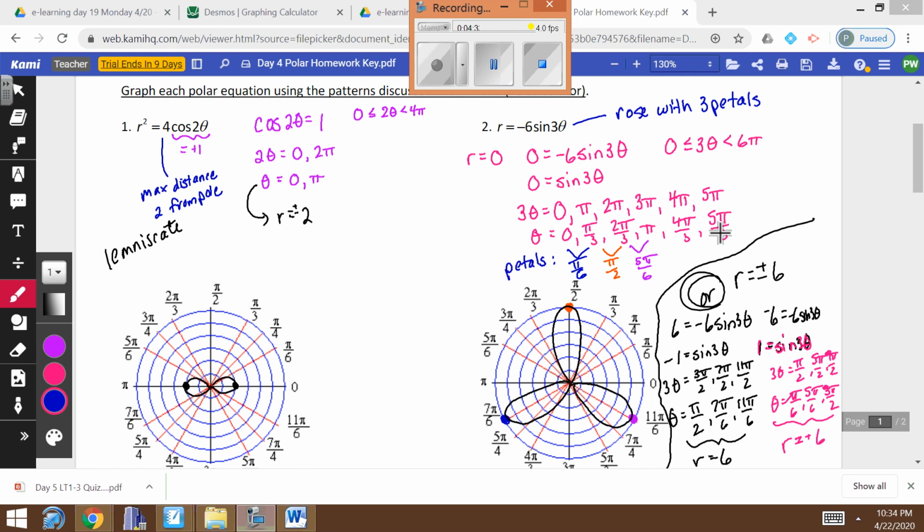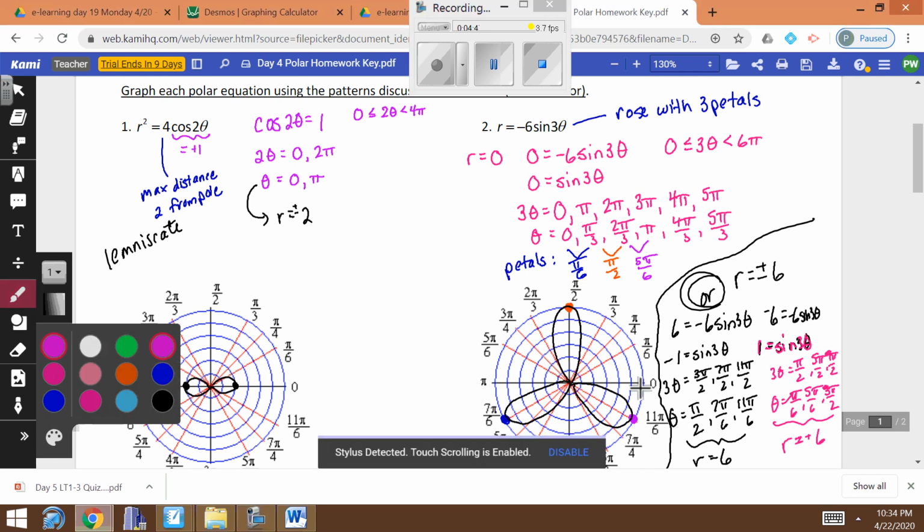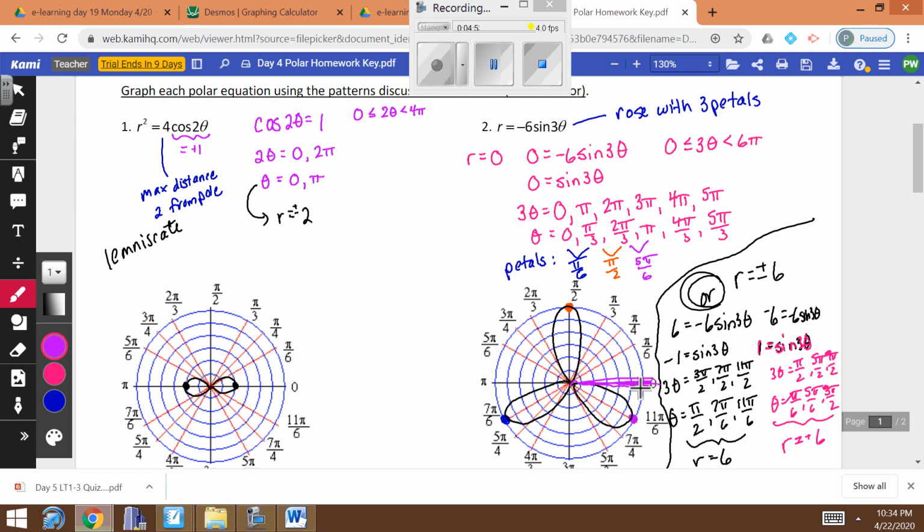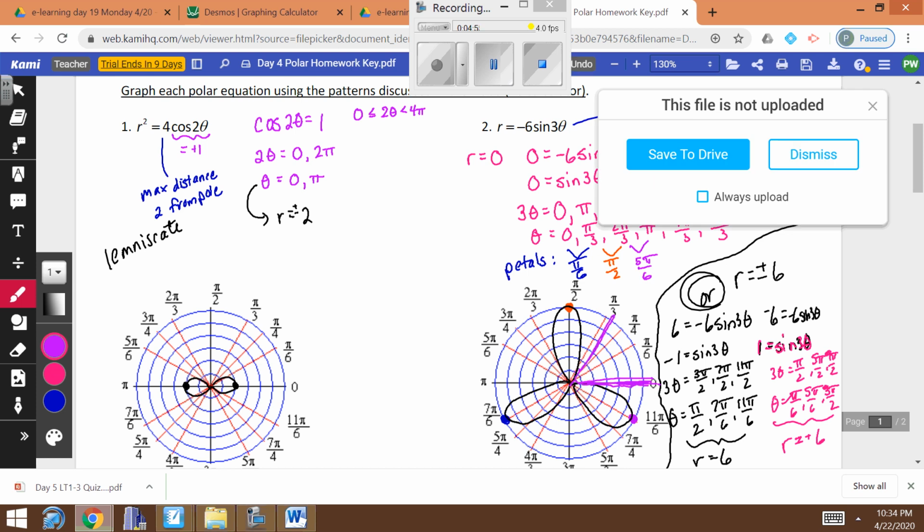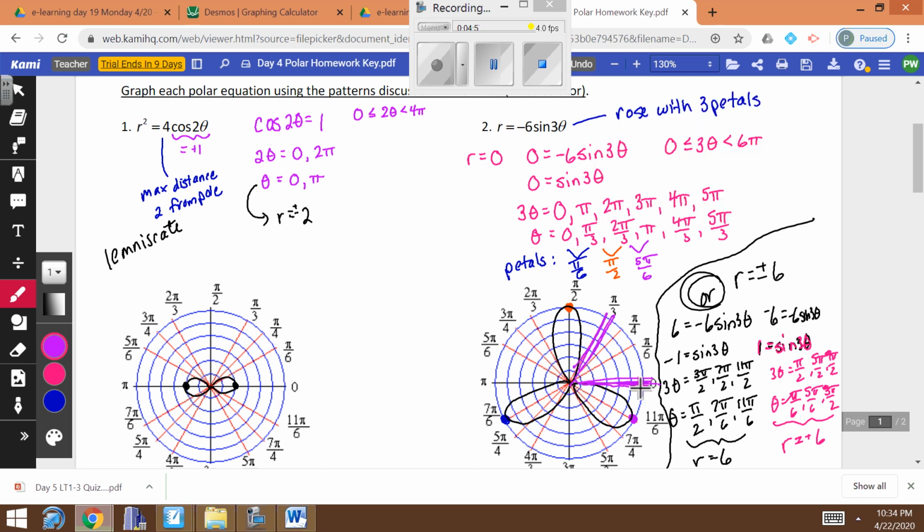This is not where our petals actually are. This is where it hits 0. If you remember, because it's symmetric, our petals are really halfway between. So if we have 0 right here, let me draw it in. I'll pick purple. If we're here at 0, and pi over 3 is right here, halfway between would be right here at pi over 6.